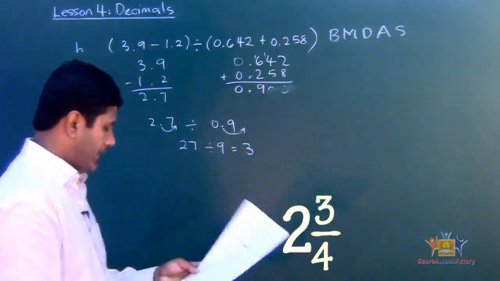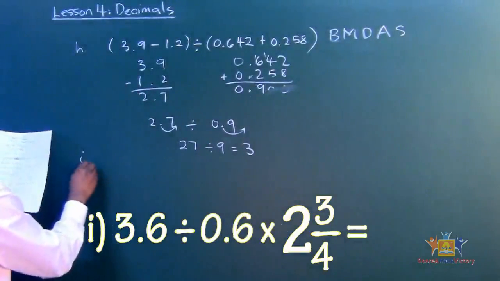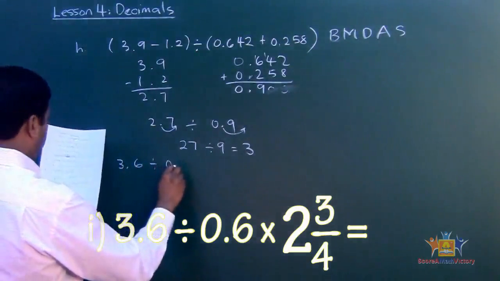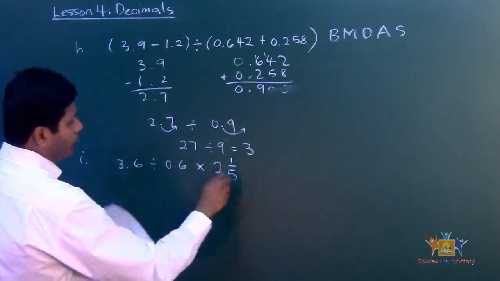All right, good. Now let's look at problem I. You're given 3.6 divided by 0.6 times 2, 1 over 5.